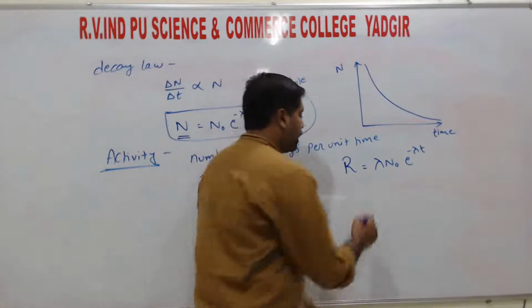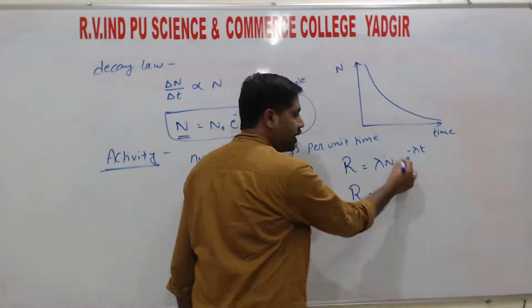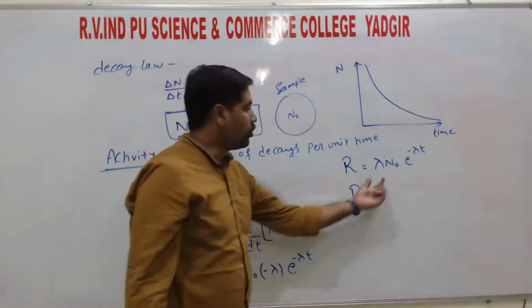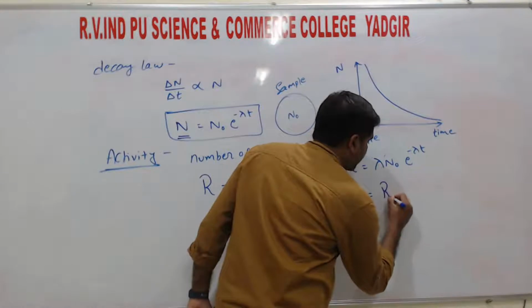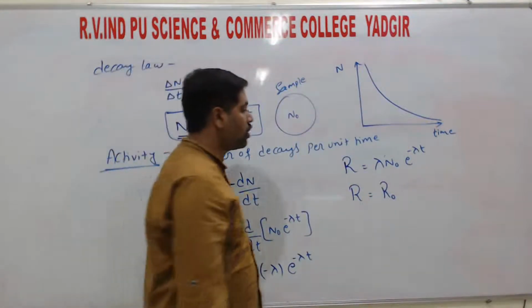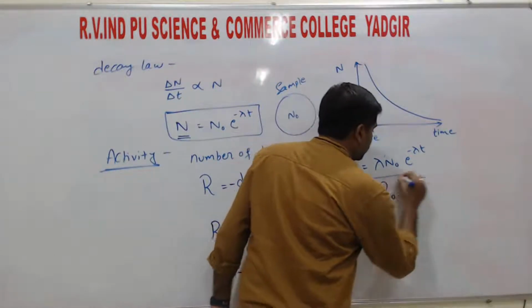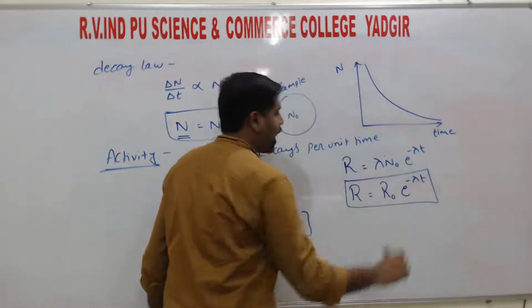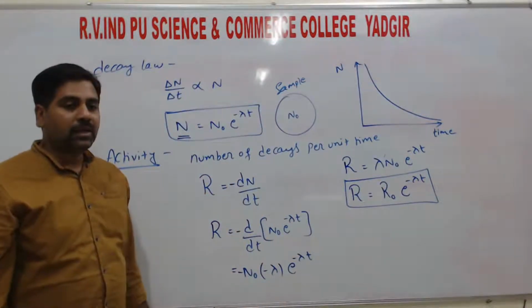So lambda n naught can be written as a constant, because lambda is constant and n naught is also constant. Replacing these two constants by a single constant, we take it as r naught, right? So R is equal to r naught e to the power of minus lambda t. This is the activity.